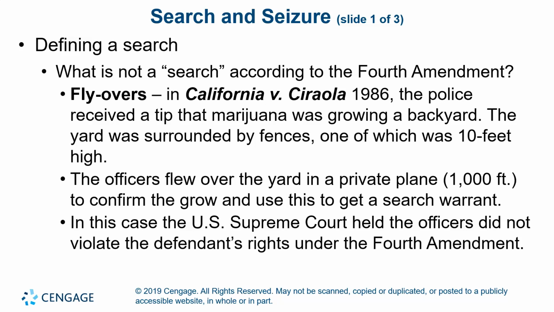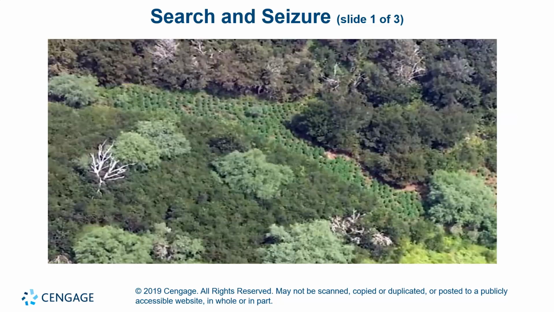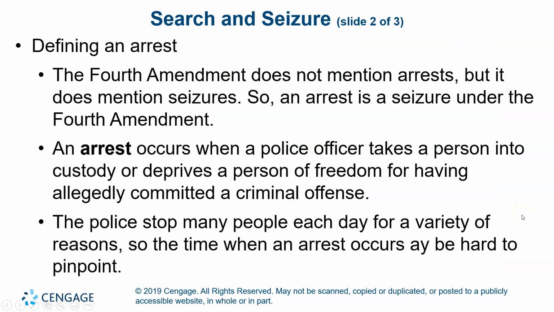So California versus Ciraolo. And this would be an example when you fly over the top here and you can see the marijuana grow inside of all of the forest. You wouldn't be able to see this from down below at eye level, right? But you can certainly see how the illegal grow is weaved in between those trees right there. Okay, so we've looked at a couple of examples of what would not be a search, if you will.